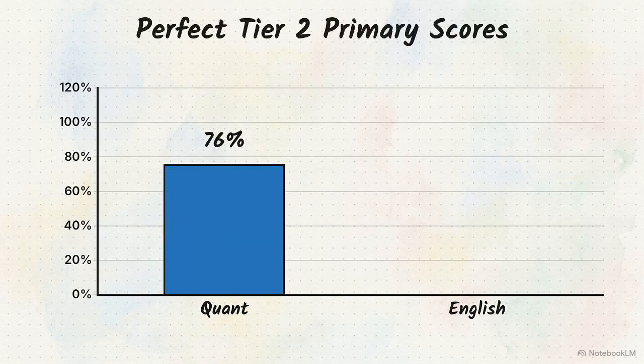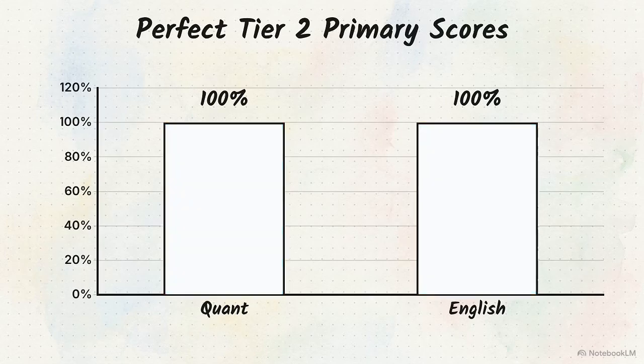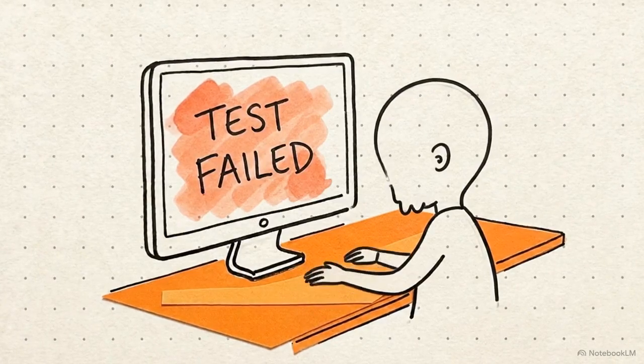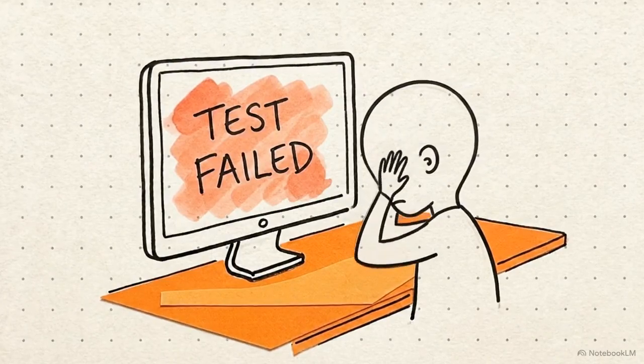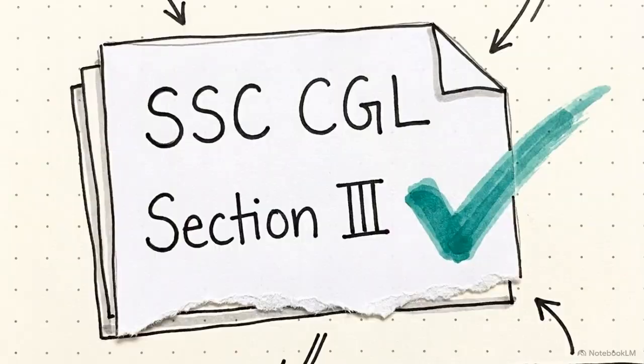You can score a perfect 100 on quant. You can absolutely crush the English section. But if you stumble on a 15-minute computer test at the very end of Tier II, your entire SSC CGL application stops right there. The exam board calls this the Computer Knowledge Test.